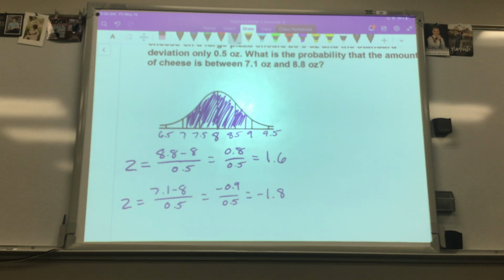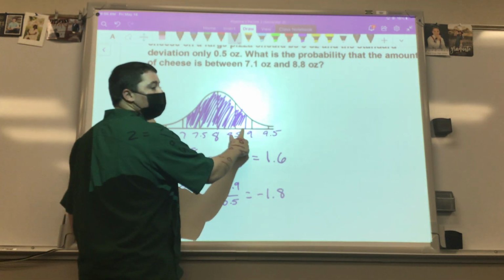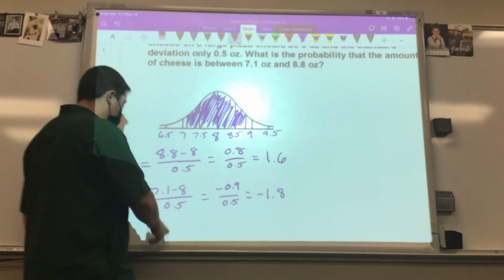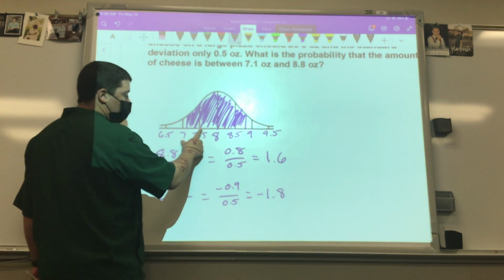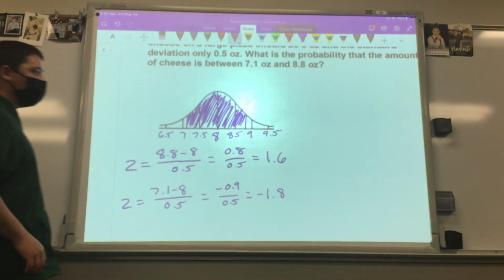Those are my z-scores, right? Again, that tells us how many standard deviations we're away. 8.8. That's 1 point, another 0.6, right? 7.1, 1 plus a little bit more, right? Negative 1.8.